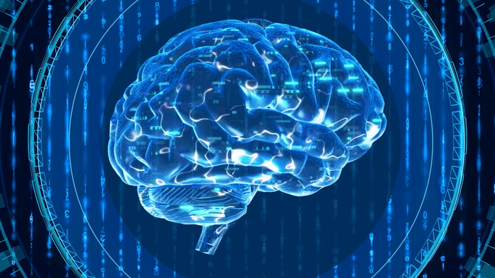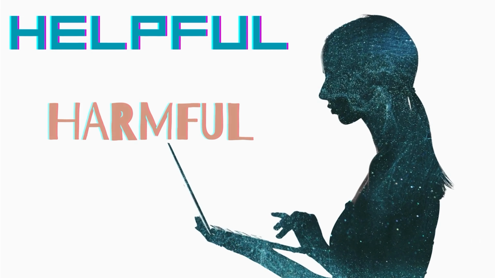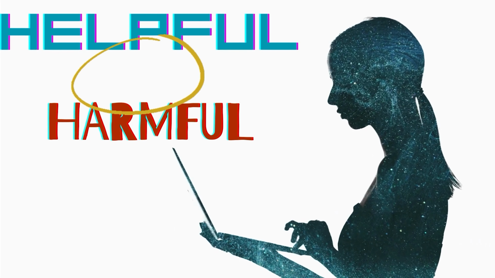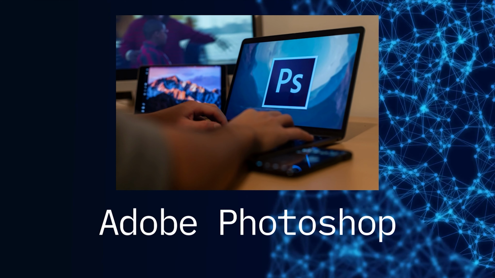In this series, I want to explore AI and decide for myself if it's helpful, harmful, or somewhere in between. For the first video in this series, I want to look at Photoshop and how it's using AI with its new Generative Fill feature. This is currently in the beta version of Photoshop if you want to go and try it out for yourself.